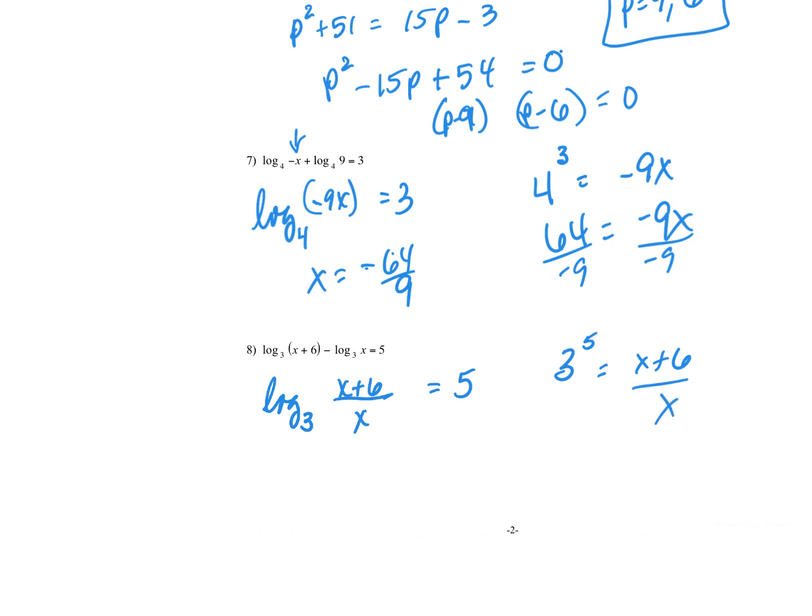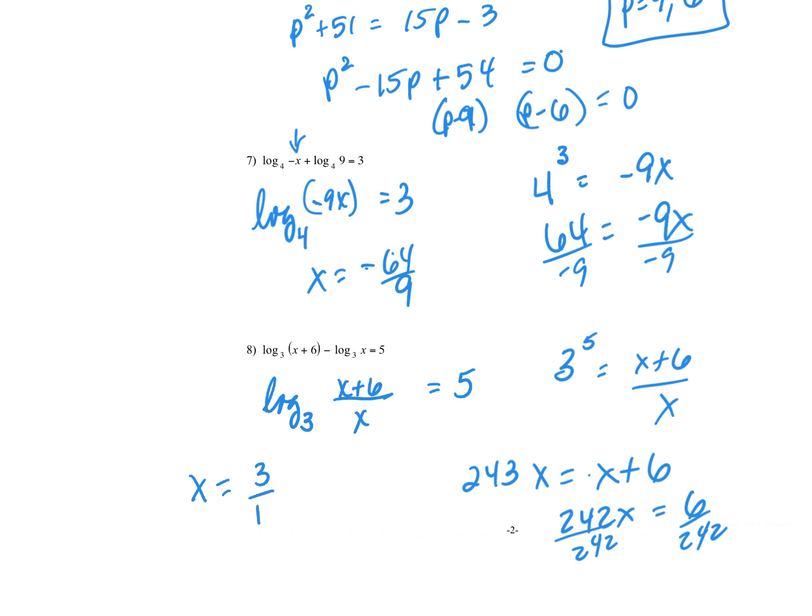So that's 243. Sorry, 243. 243x equals x plus 6, which means 242x equals 6. We divide both sides by 242, and reduce the fraction, we get that x equals 3 over 121. And that is the answer.